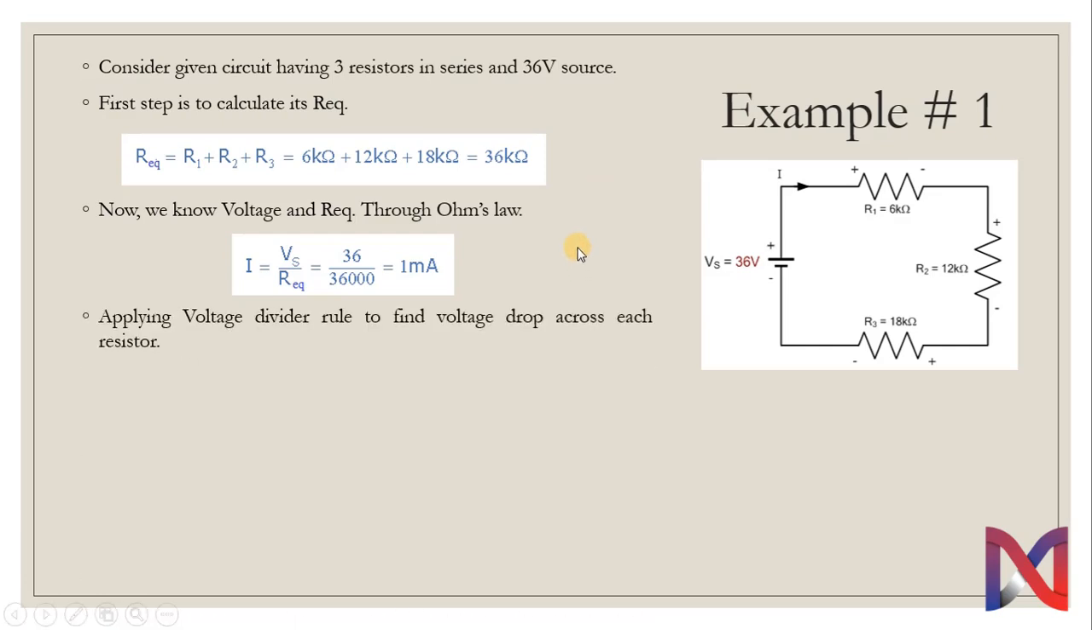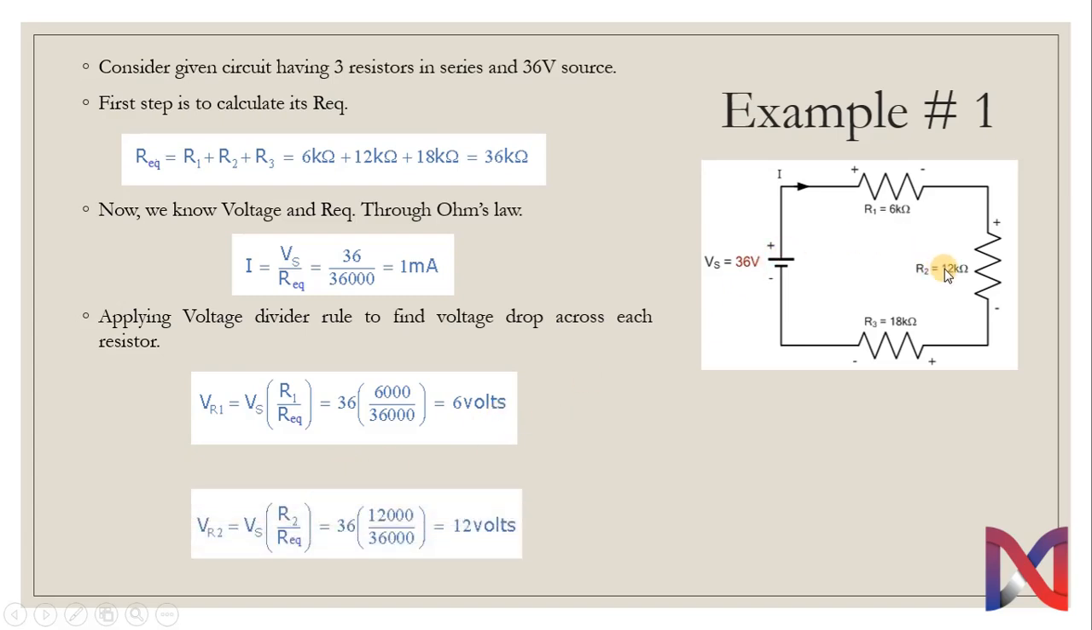Applying the voltage divider rule to find the voltage drop across each resistor. For the first resistor we have Vs multiplied by R1 divided by R equivalent, which is equal to 36 multiplied by 6000 divided by 36,000. 6000 is 6 kilo ohm and 36,000 is the entire equivalent resistance. So it becomes 6 volts. Finding the voltage drop across R2, we have 12 kilo ohm and R equivalent 36 kilo ohm. So 36 multiplied by 12,000 divided by 36,000 is equal to 12 volts.